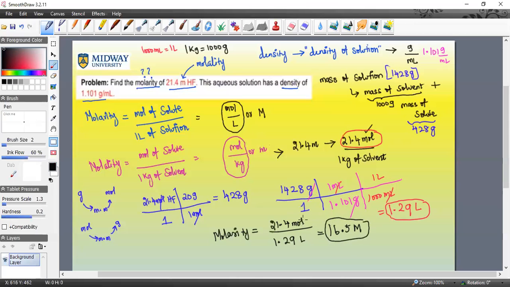And if you notice, I back up my methods. All I'm left with is this. That's what I wanted. Or you can also write it as 16.5 moles over 1 liter. It's the same thing. But that's exactly how you would solve this problem.